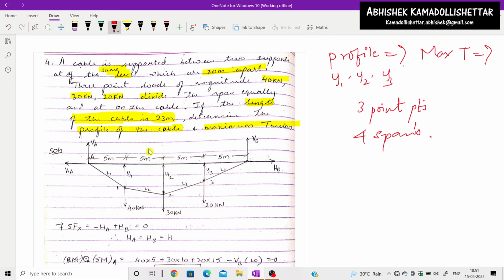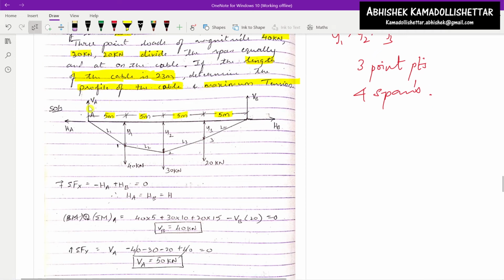Now let us see, everywhere it is divided into 5 meters, and at each support you have two reactions, one vertical and one horizontal. Then 40 kilonewton at location 1, 30 at location 3 and 2. Similarly, offsets y1, y2 and y3 respectively, and lengths L1, L2, L3 and at last L4. We have to find those values as well. It is not asked to find the total length of the cable, as it is already given as 23 meters.